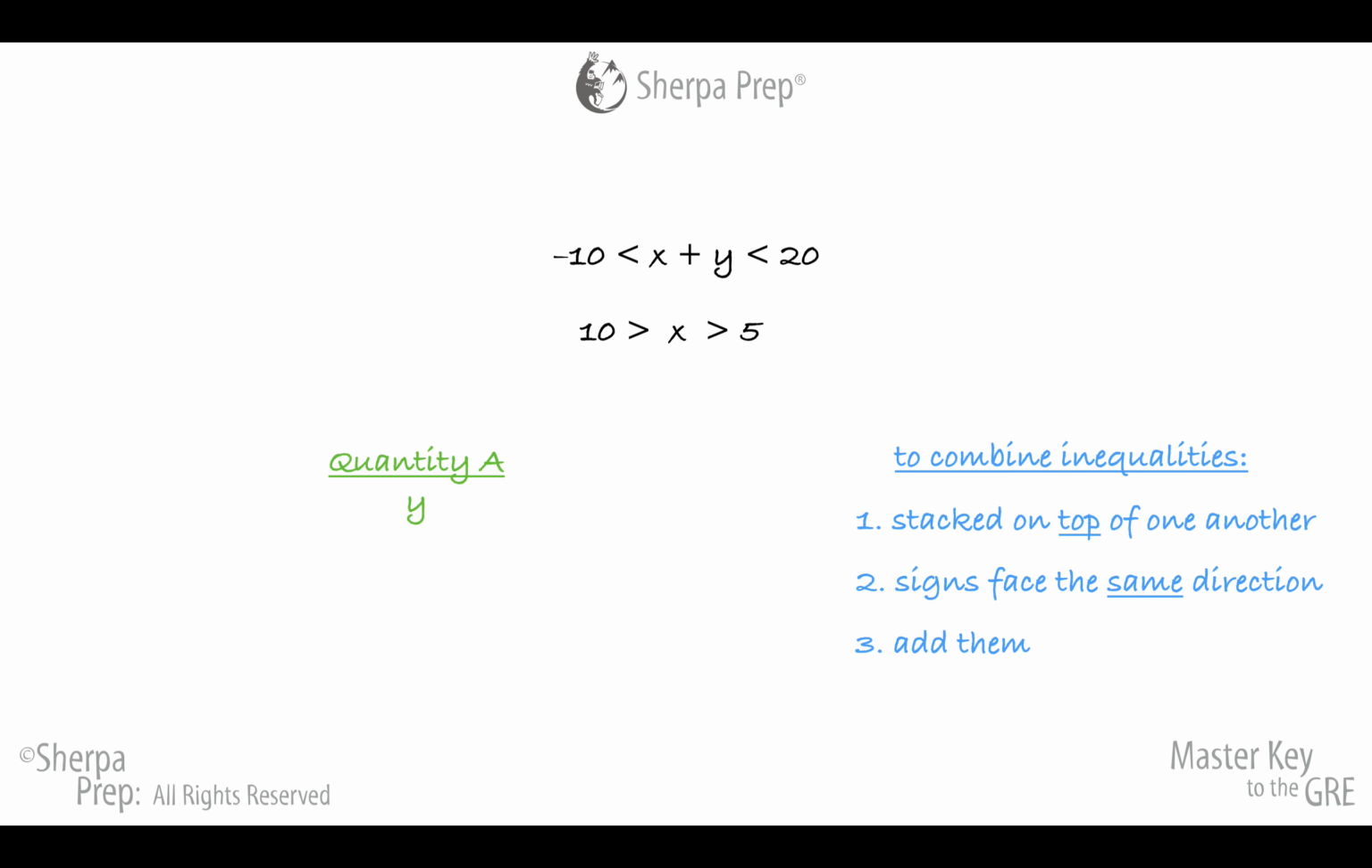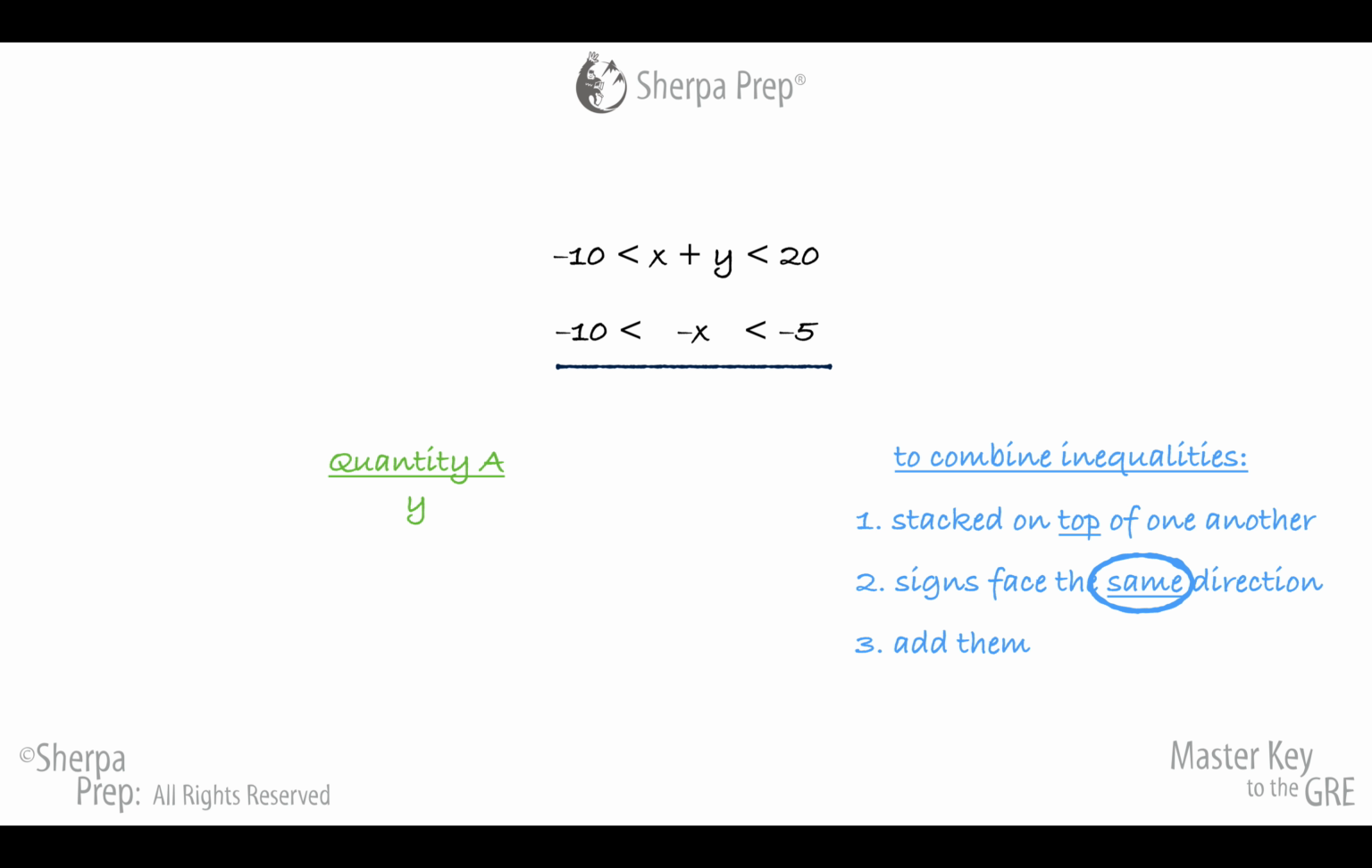Remember, we want the signs of our inequalities to face the same direction. So to remedy the situation, let's multiply this inequality by -1. And when we do, we get the statement -10 is less than -x, which is less than -5. In other words, if we go ahead and add the inequalities now, we're good because the signs face the same direction and the x's are going to cancel out.